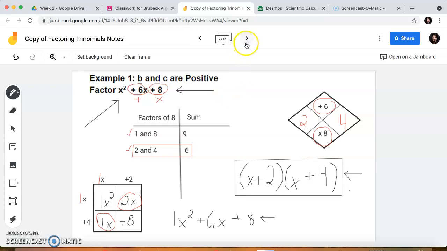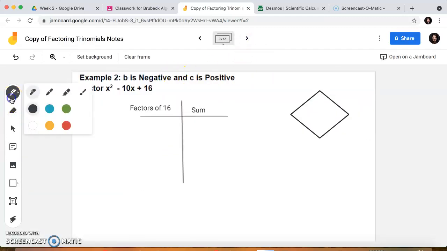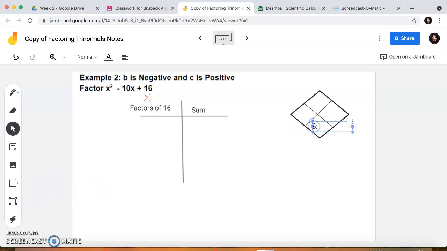Okay, let's try some more. So here now we have a positive 16. So we need to find two numbers that multiply to get a positive 16, but then they need to add to be a negative 10. So factors of 16.